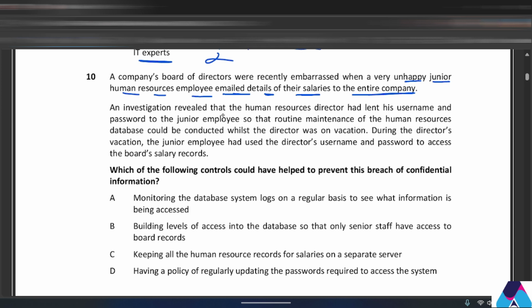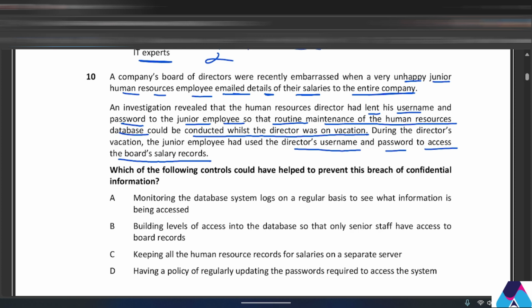An investigation revealed that the human resource director had lent his username and password to a junior employee so that routine maintenance of the human resources database could be conducted while the director was on vacation. Very good. During the director's vacation, the junior employee had used the director's username and password to access the board's salary record. Yes. Now, this is a situation where the seniors are at fault, right?